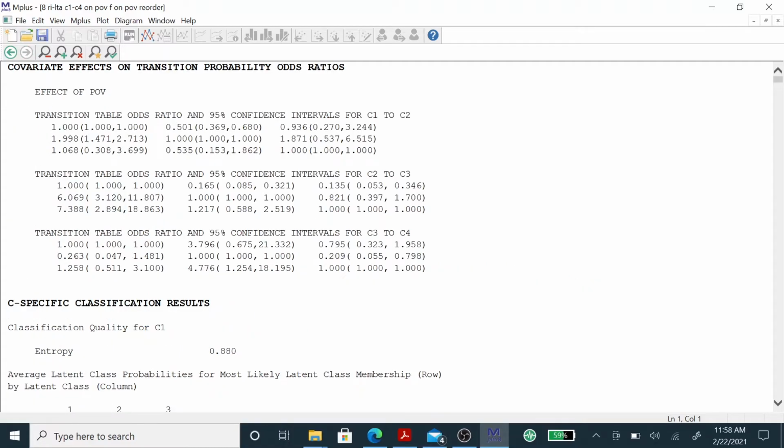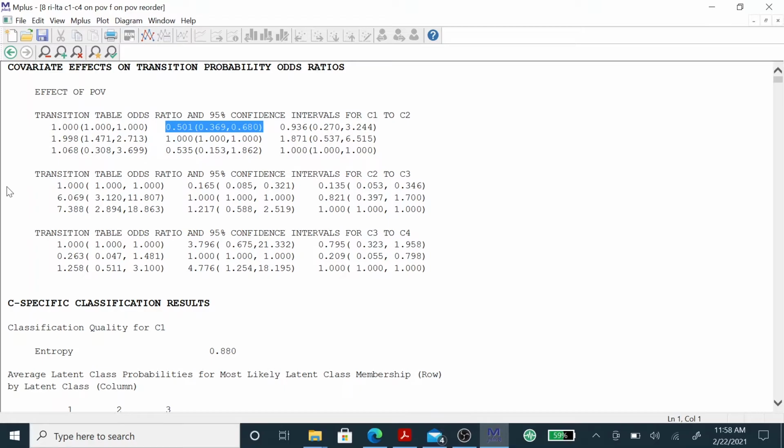So you get this heading, odds ratios, effect on poverty. We get this output for each X variable. In this case, there's only one. And for each transition, C1 to C2, C2 to C3, C3 to C4, we get, for instance, the value 0.501 up here.